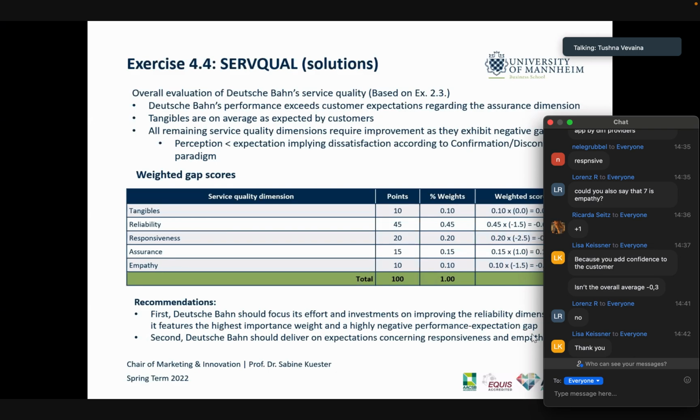And so in the recommendation, we first say we need to improve the reliability dimension because it carries a heavy weight and even a negative performance. And then we look at the other two features, which are minus 0.5 and minus 0.15, which are responsiveness and empathy. And we are saying that we also need to focus and deliver above expectations on these two dimensions of responsiveness and empathy. So I hope this was clear. This is how you go about answering the question.